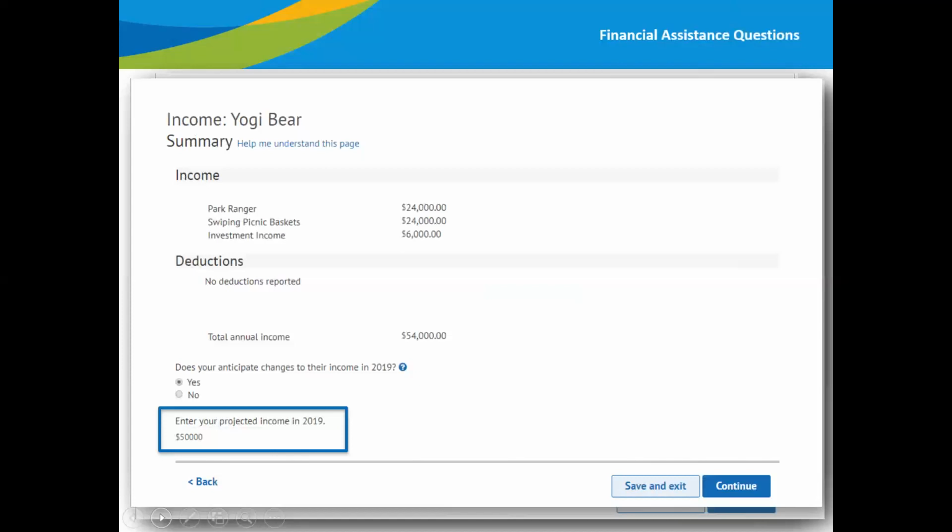If the individual anticipated changes to their income in the future, then they would select the yes option, and for the upcoming year that they are projecting their income, they would enter that amount. So in this example, the individual is projecting that their actual income for 2019 will be $50,000 rather than the $54,000.